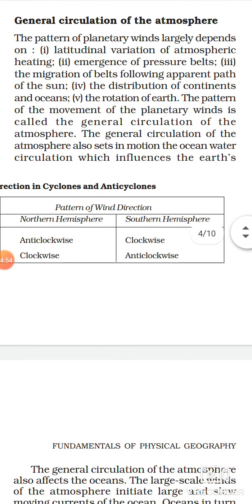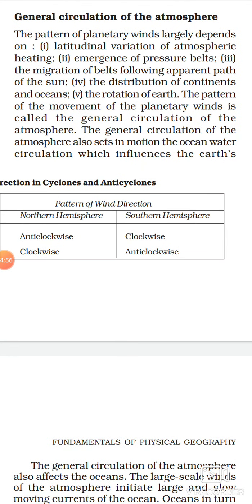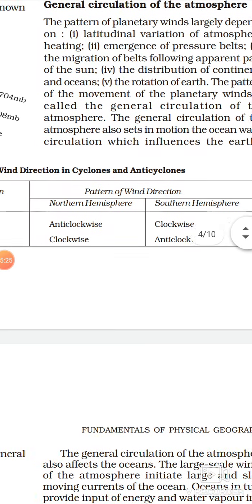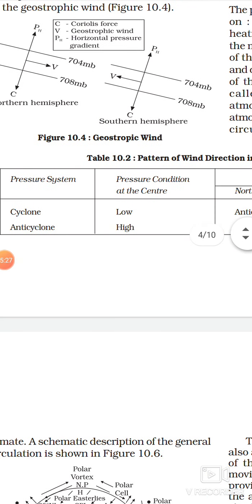Now the next topic is the general circulation of atmosphere. The pattern of planetary winds largely depends on the latitudinal variation of atmospheric heating, emergence of pressure belts, migration of belts following the apparent path of the sun, distribution of continent and ocean, and the rotation of earth. So we'll be discussing all these subtopics step by step.